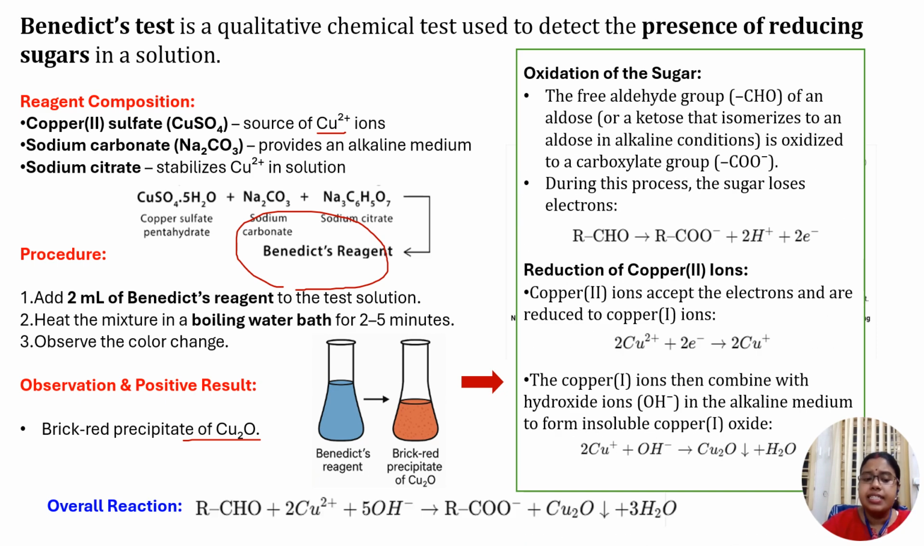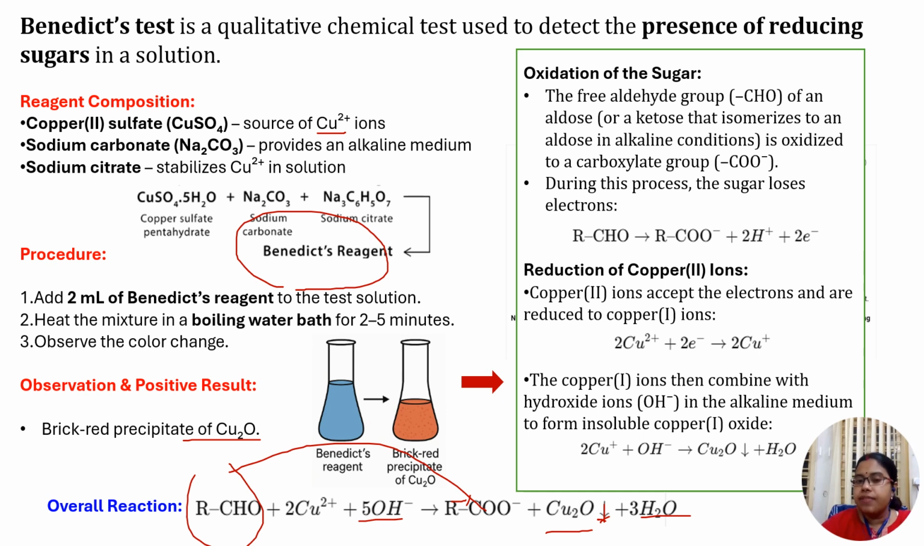Overall reaction is CH2 plus copper plus 2 from this Benedict reagent. OH minus means it is the alkaline solution. So the aldehyde group is converted to the carboxylate group. The copper plus 2 is converted to the Cu2O. So the red color precipitate will come and water will generate.